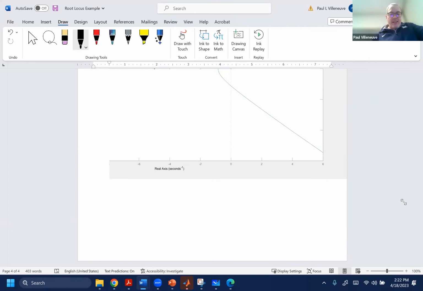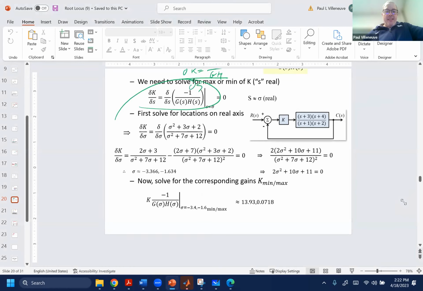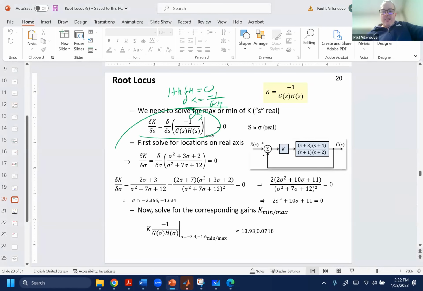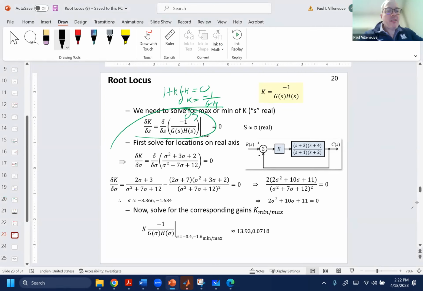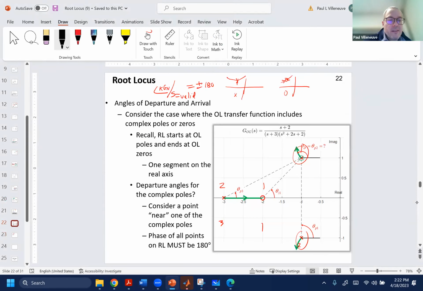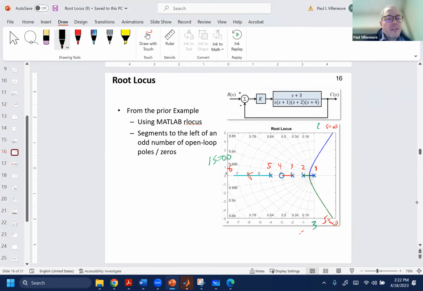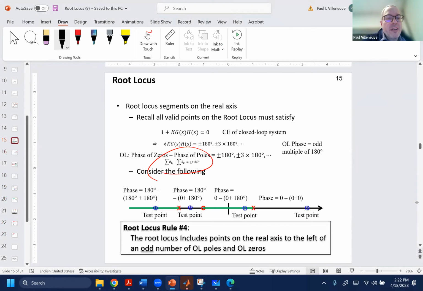No, so let's go back to, let's see if I can find, whoops. Just bear with me while I find the equation. I want to make sure we're using the same equations here.